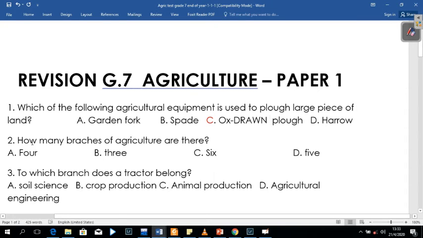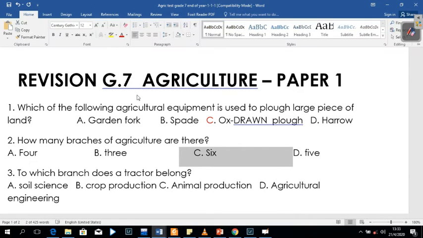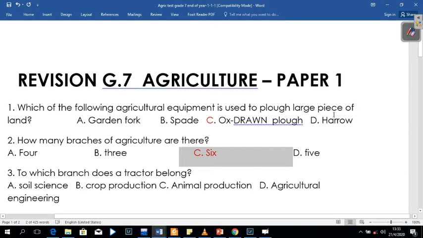Then we go on to number 2. How many branches of agriculture are there? Okay, for this one we take 6, right? Yes, that will be our answer. But now there are other branches such as apiculture and social science, and soil science. So there might be more than 6, but according to this question, if it comes like this in the exam, we just say 6.